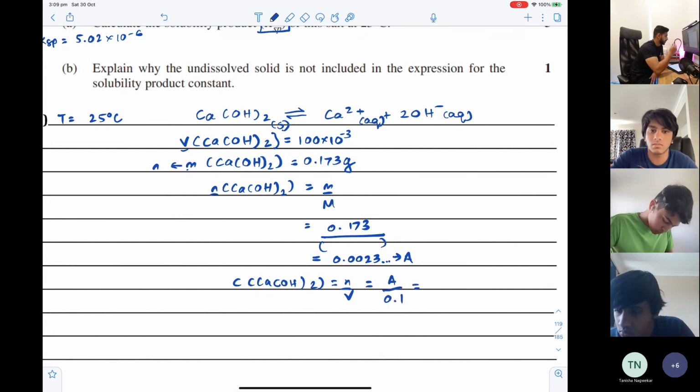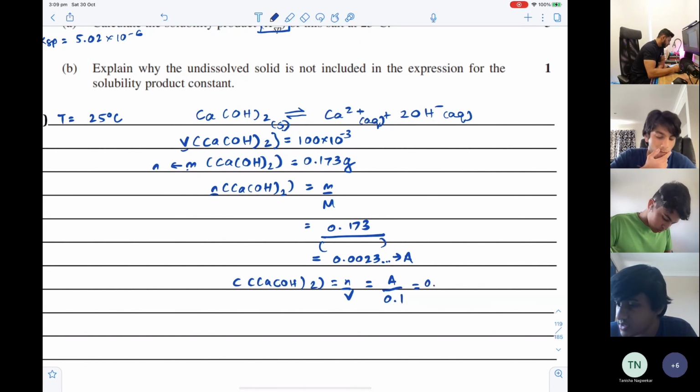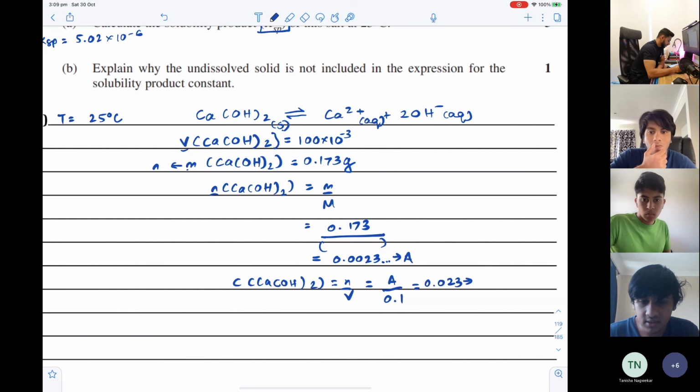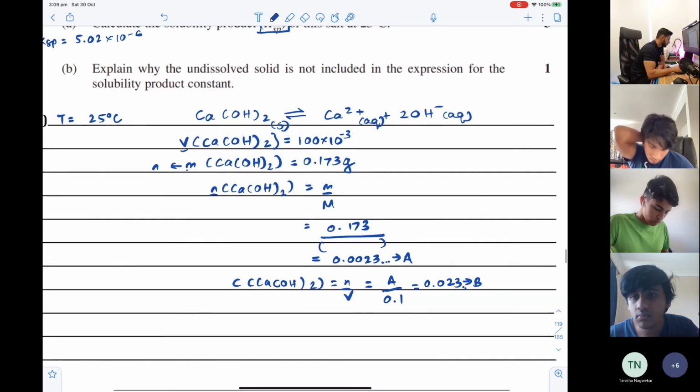What do we get? So I'll get Riasat. What do you get for concentration of calcium hydroxide? 0.023, and it just continues. Okay, we'll store that as B. 0.023, store it as B. Okay, so now we've got our concentration. What can we do now?